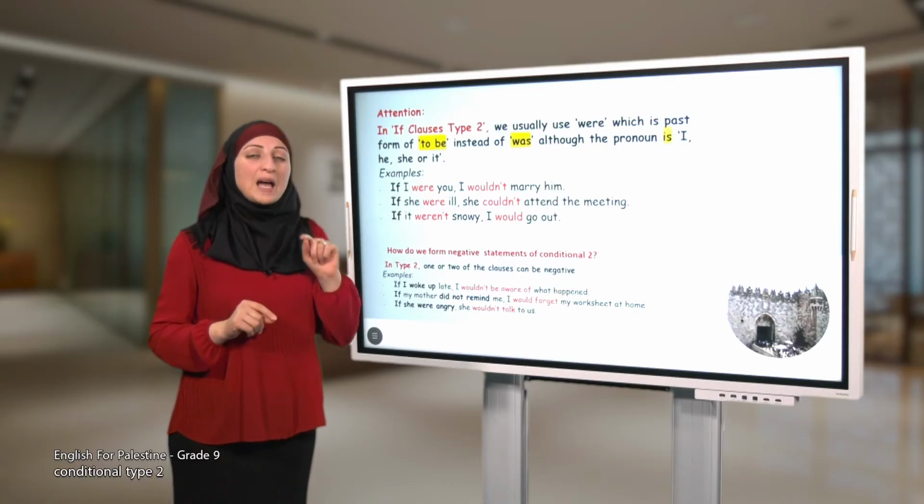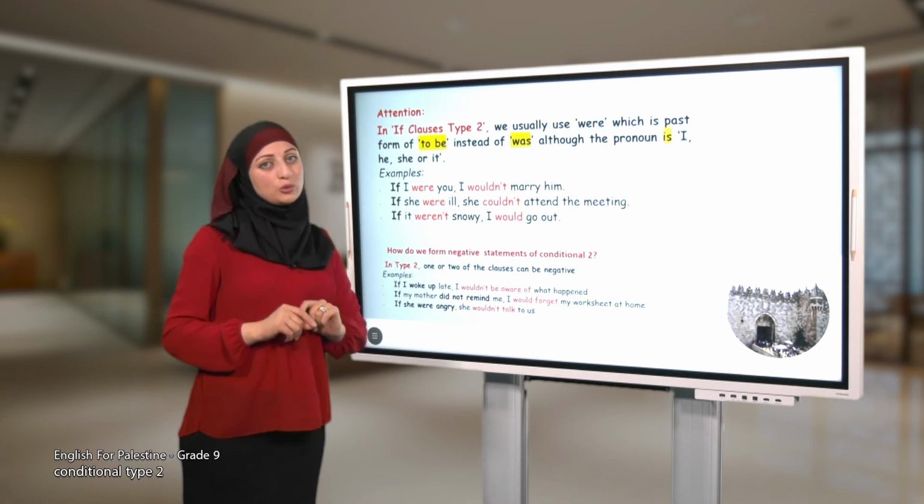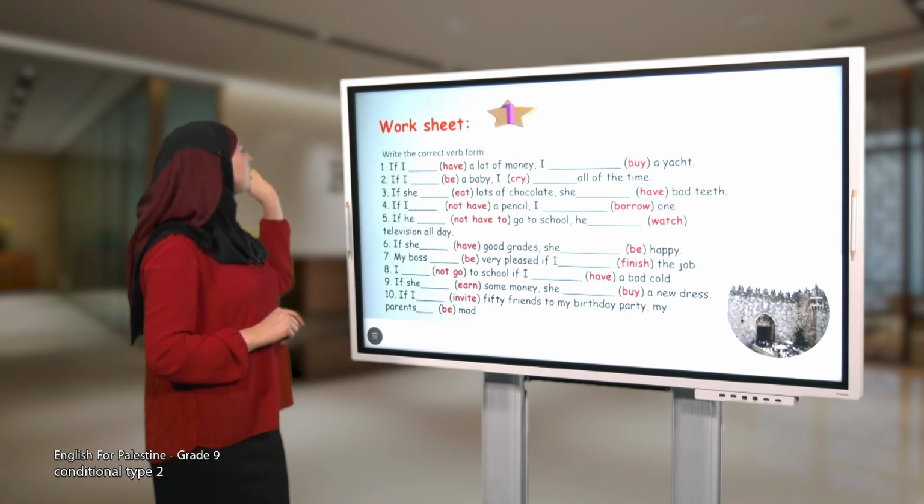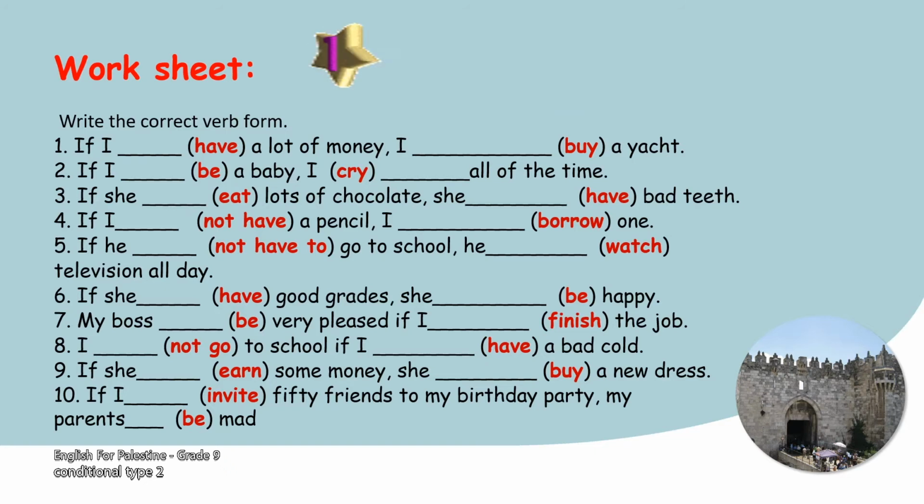Now, let's practice using it in a correct way. Question number 1, write the correct verb form. Number 1, if I have a lot of money, I buy a yacht. Number 2, if I pee a baby, I cry all of the time. Number 3, if she eat lots of chocolate, she have bad teeth.